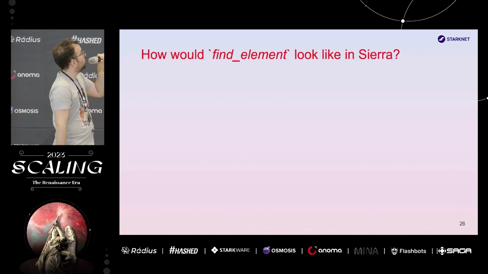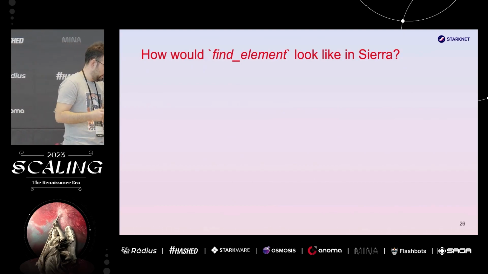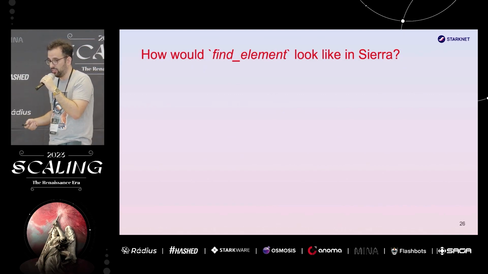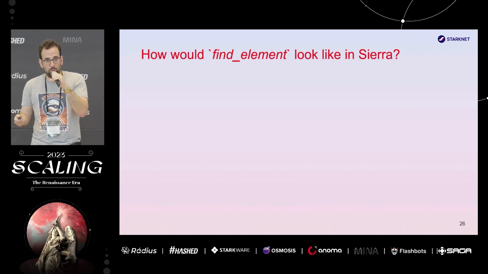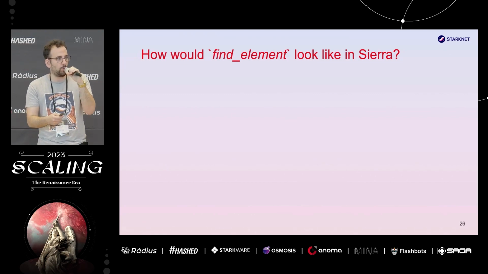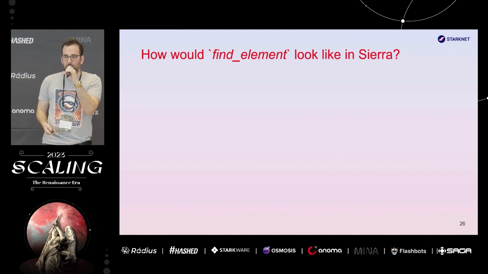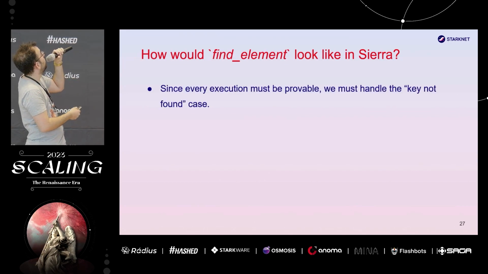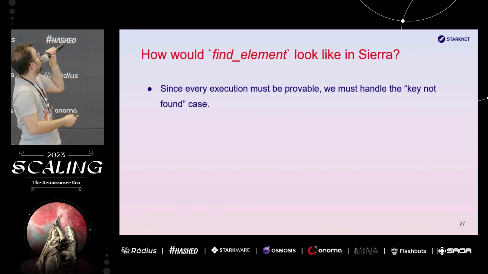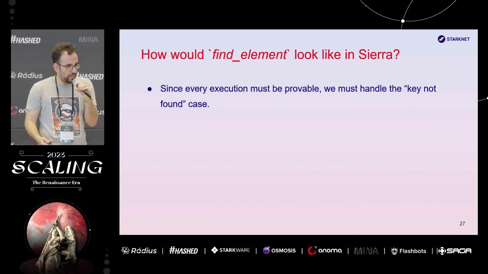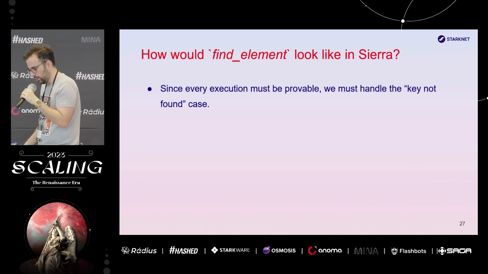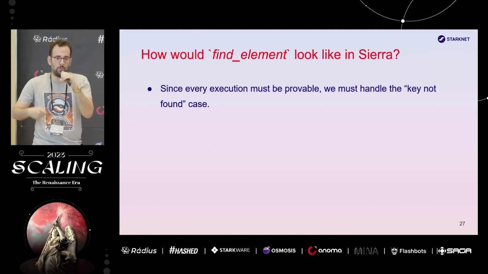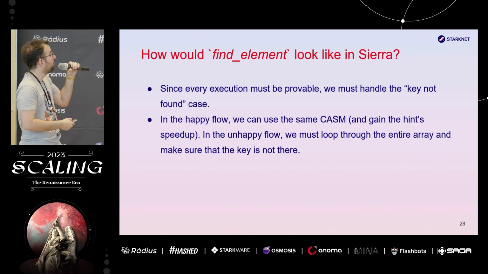Okay. So that's where Sierra kicks in. With Sierra, find element is actually a libfunc. So again, it compiles down to Cairo Assembly, but it will have to compile down to some different Cairo Assembly. We're going to have to take care of the problem. So in the happy flow, nothing is going to change. We're still going to use the same code as before. We're going to utilize the power of hints. Someone can magically give me the hint.